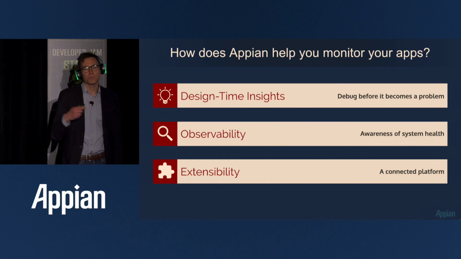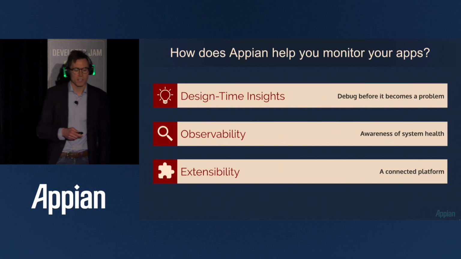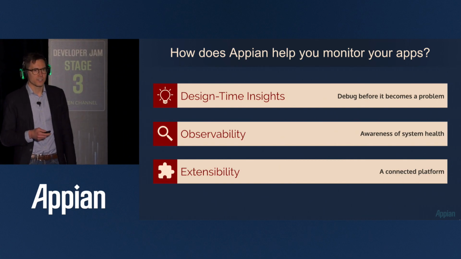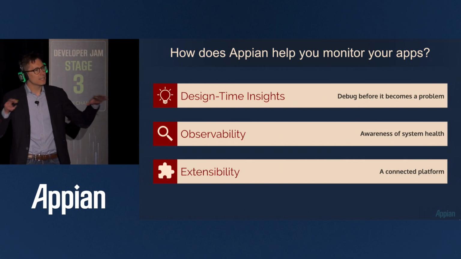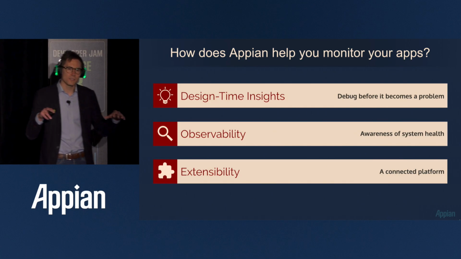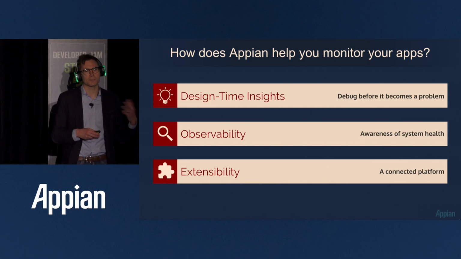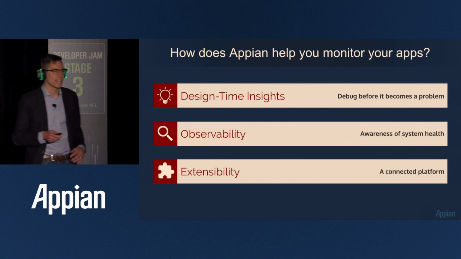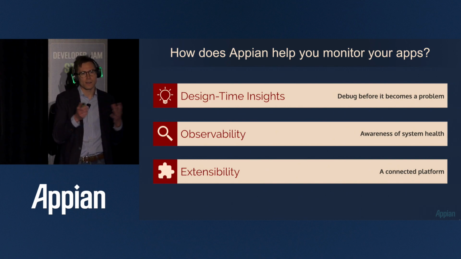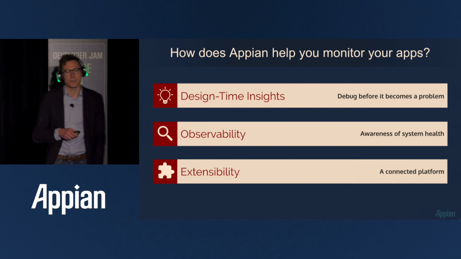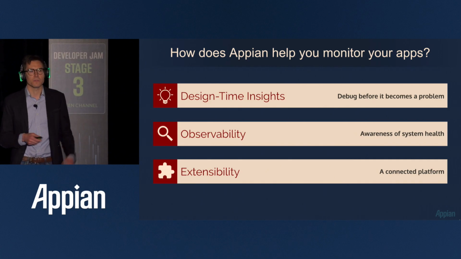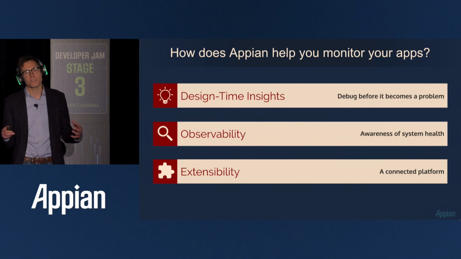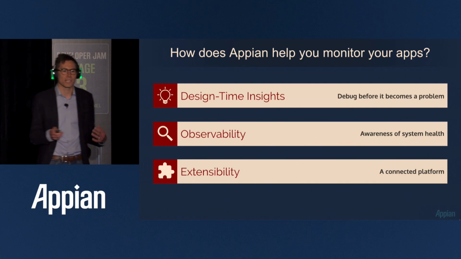Then, once you deploy your application and it's running, we have observability and monitoring features that will be taking a look at the health of the system and surface any problems that might be coming up so you can be made aware of them. And then finally, because we know that Appian is not the only piece of a system in your enterprise stack, we have the capabilities to extend the monitoring of Appian to your external enterprise IT monitoring tools.